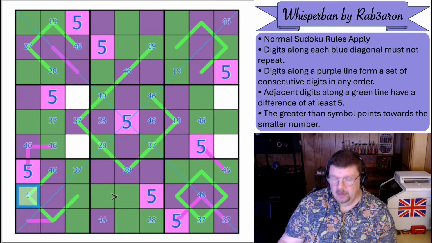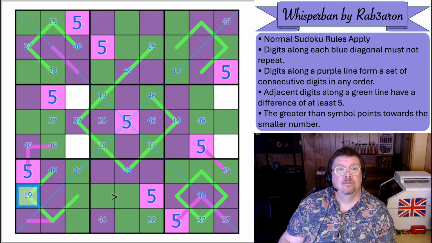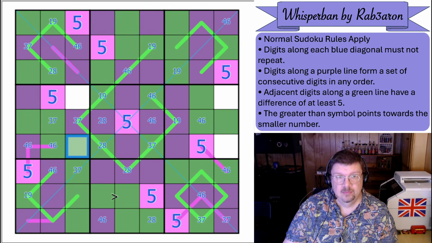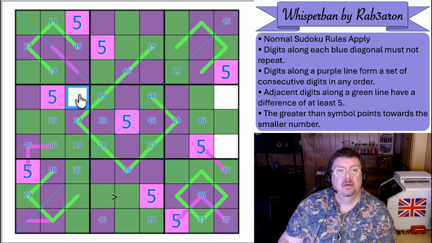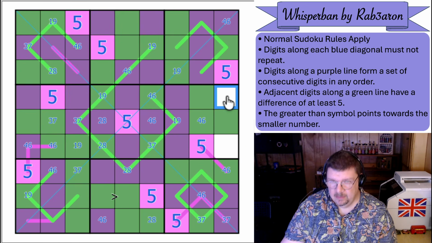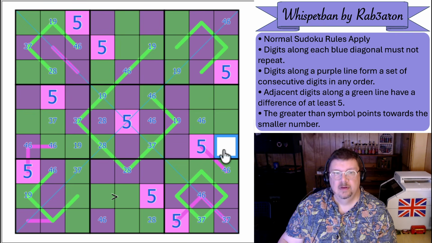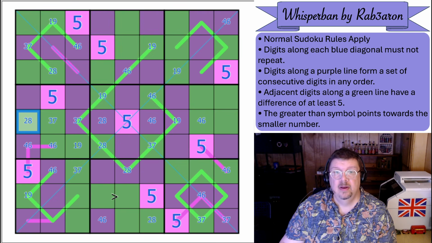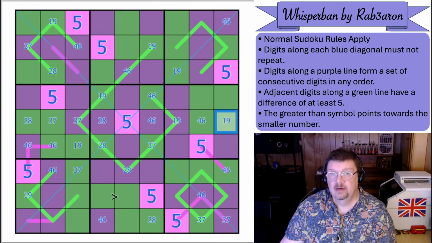That makes this the green 1-9. That means the green 1-9 is in one of those two, and it can't be that one because that's a green 1-9. So that's the green 1-9 there. That resolves this bit of colouring. This is now purple. This one is now green. This one is purple. All right, a little bit more progress. This is a green 2-8. This is a green 1-9.